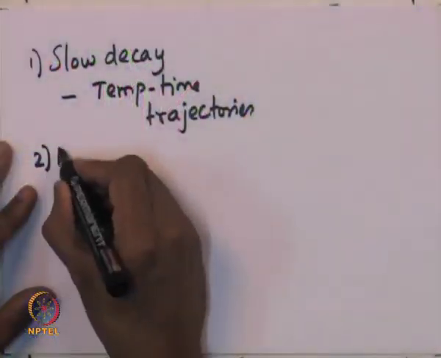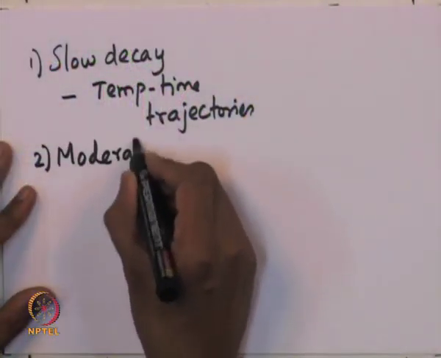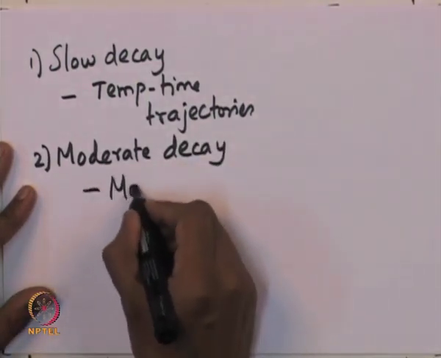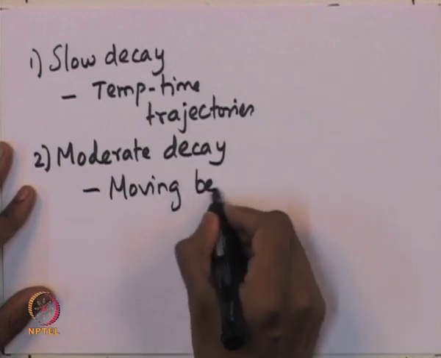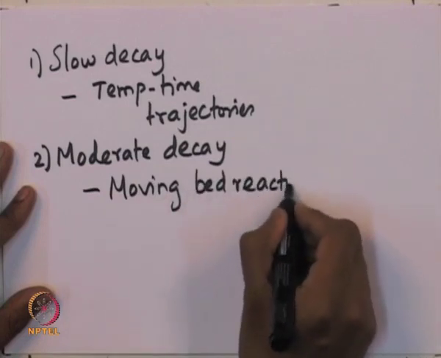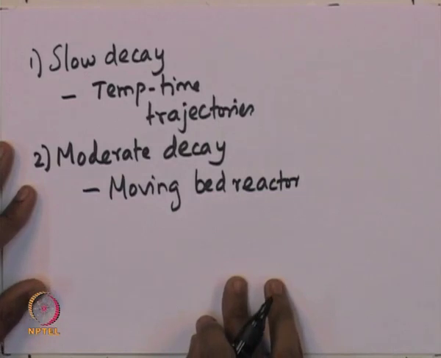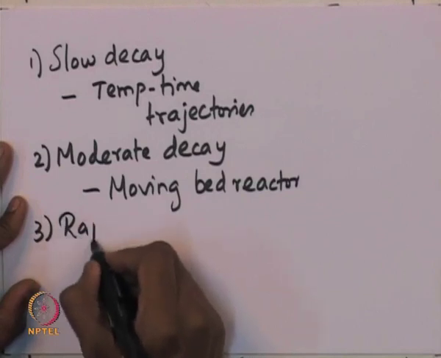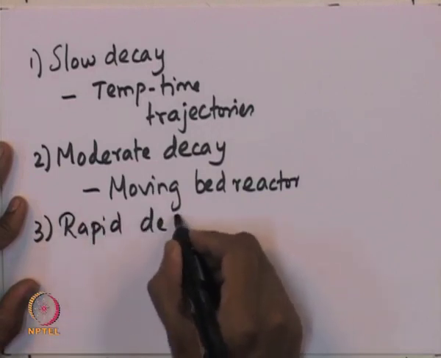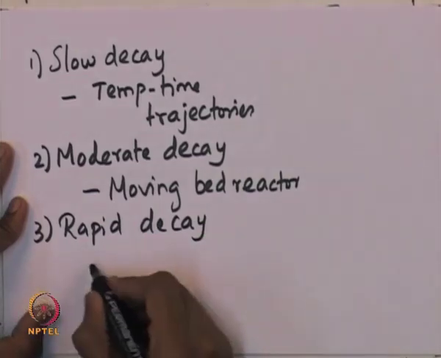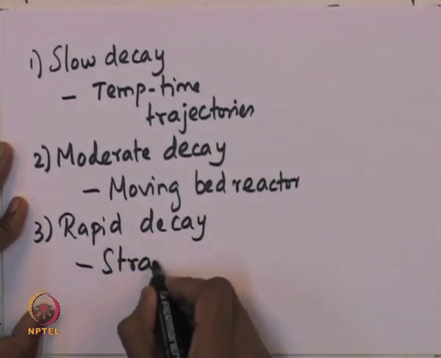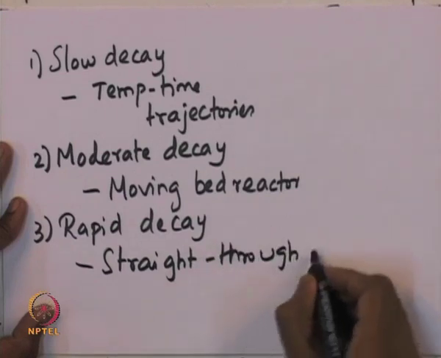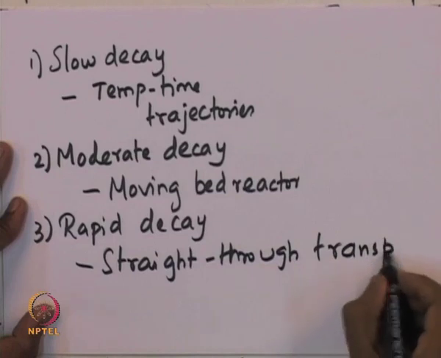Suppose if the decay is moderate, it is a moderate decay, then it is suggested to use a moving bed reactor, and we are going to look at the design of this. The moving bed reactor can be used in order to minimize the deactivation, and then if it is a rapid decay of the catalyst, then one needs to use a straight through transport reactors.